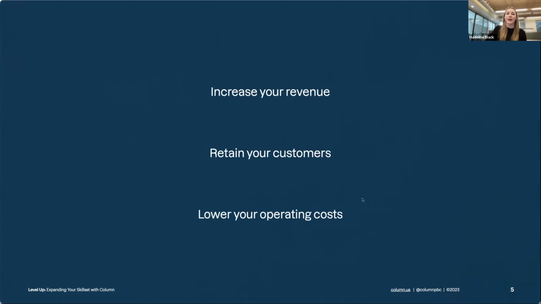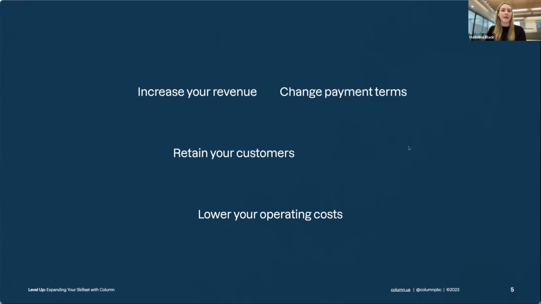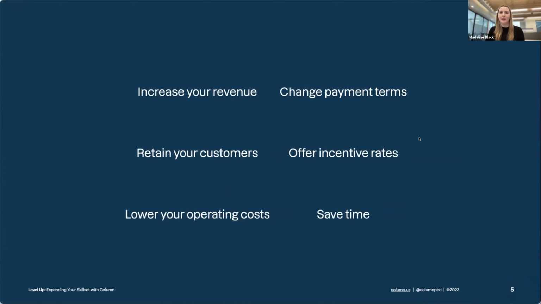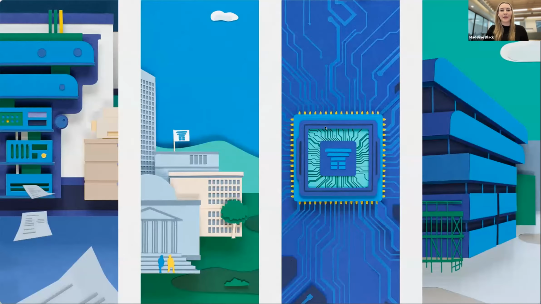So tying that back over to our custom settings, you can configure your payment options to ensure your customers pay you on time. You can set custom discounted rates for you and your top advertisers to incentivize them to come back to you. And finally, by having Column handle all of the details, your teams can save time and dedicate it to more important work. So with that, I'm going to pass things over to Emily to take us through our settings.